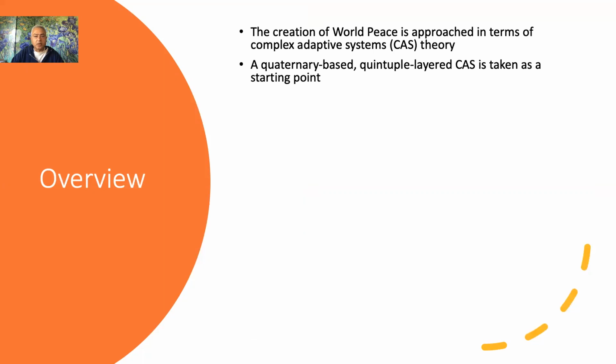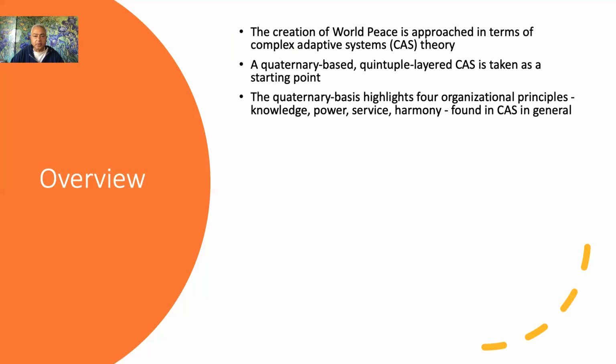In this model, I have essentially taken a quaternary-based quintuple-layered approach. And I want to draw attention to the fact that usually when a CAS is modeled, it's as a single layer. So why 5 layers over here? I'll get to that in a minute.